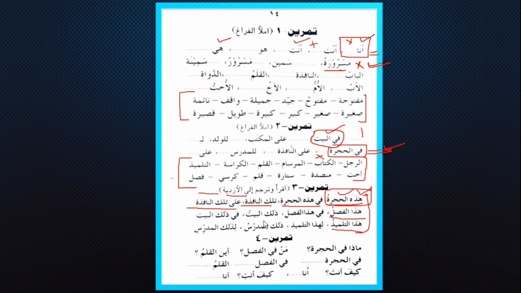Zalikal baitu, that house. Fi zalikal baiti, in that house. Hazat tilmizu, this student. Li hazat tilmizi, for this student. Zalikal mudarrisu, that teacher. Li zalikal mudarrisi, for that teacher. Then we have Tamreen 4. Fourth exercise. Maza fil hujrati, man fil fasli, ainal qalam.